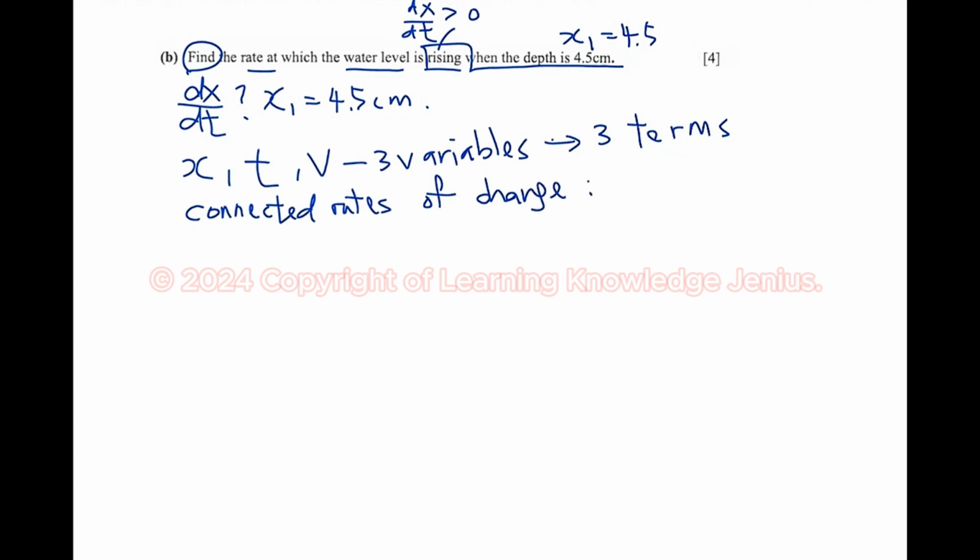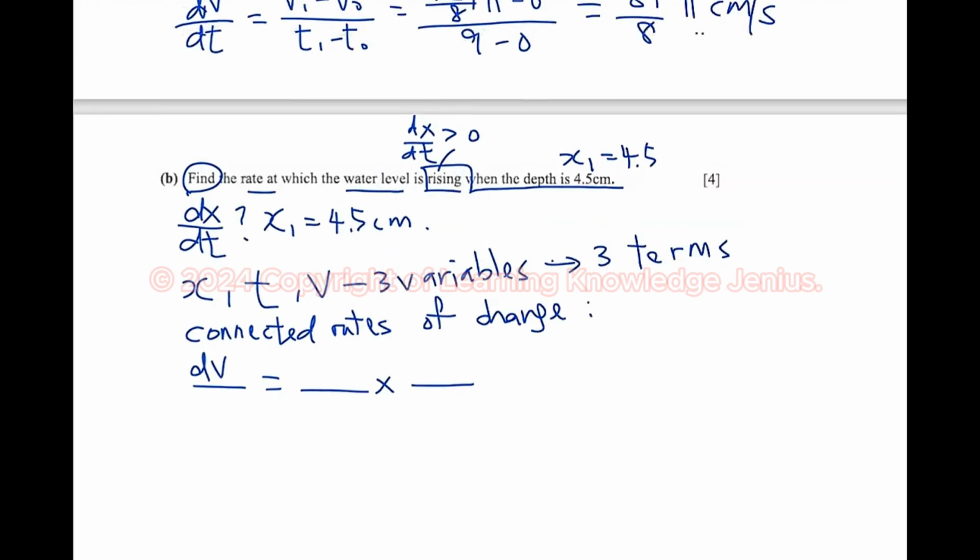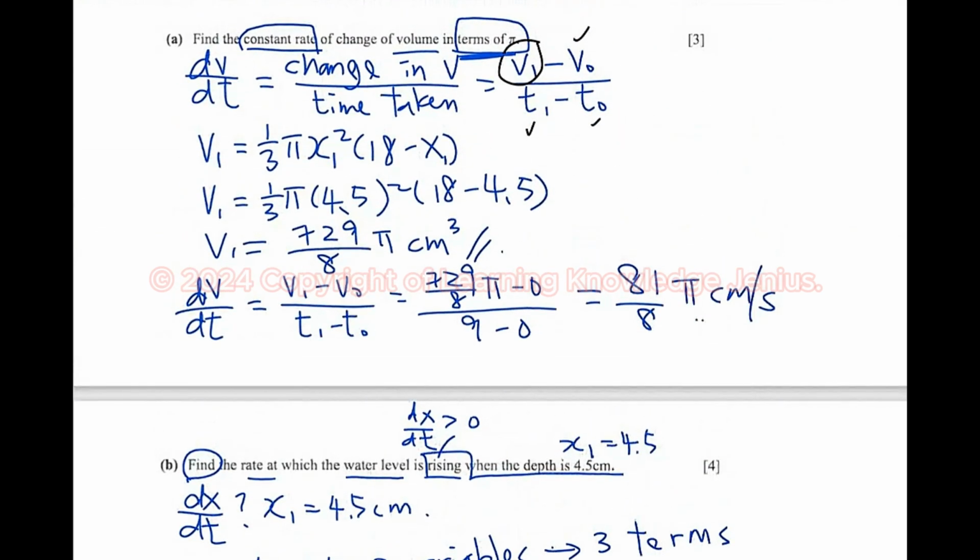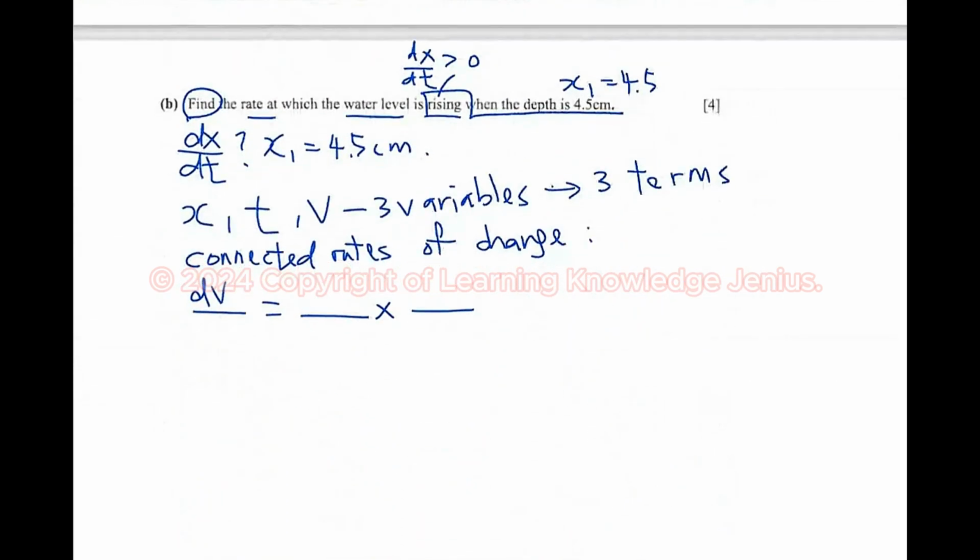You will have something equal to something times something. So this is what I mean about 3 terms. Of course, how will you actually put them in? I will see the V here as the majority, because we can see earlier the V in terms of x. So we will put the V here. So we have dV, and from the previous part we have our dV/dt already. So we can just write the dV/dt here.